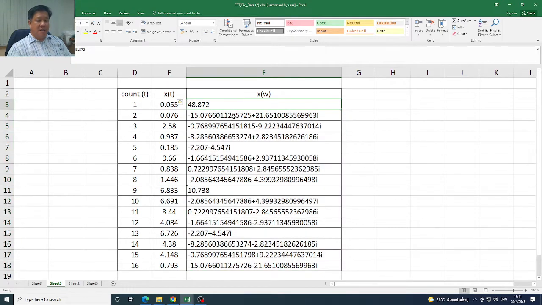But the key thing that you want to find here is the absolute value, making this complex number into two terms. The first term is a magnitude value, where we take the square root of the real part squared plus the imaginary part squared, for each of these numbers. And then you get what we call the strength of the signal in the frequency domain.